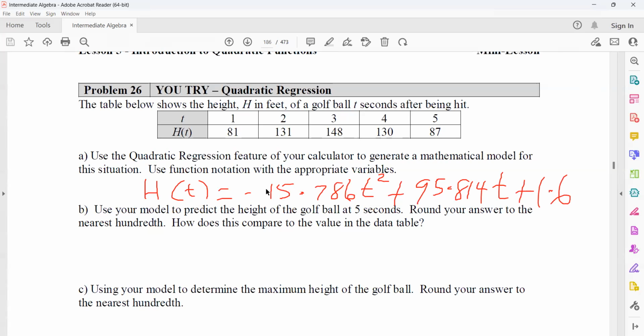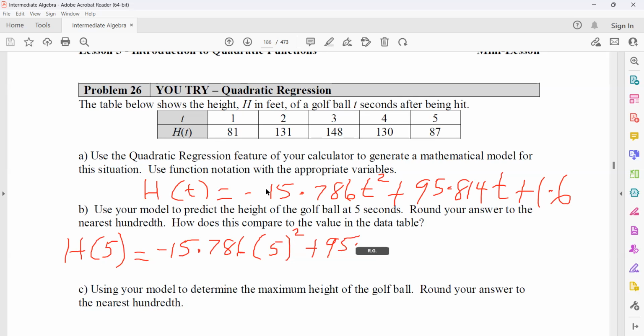Now the next question says use your model to predict the height of the golf ball at 5 seconds. So h of 5, right? 5 seconds, so time is 5 seconds. Then you write everything again. Times 5 squared, which is 25. You might as well write 25 plus 95.814 times 5 plus 1.6. Okay? And this should give me 86.02.